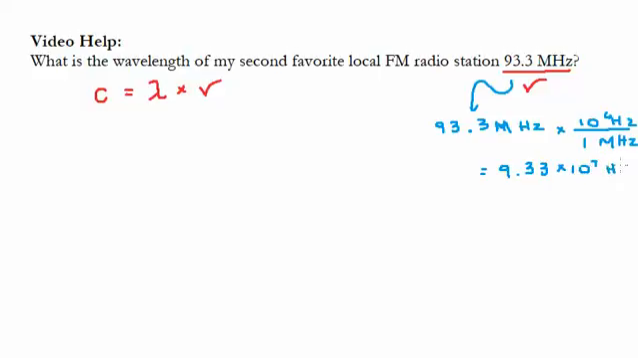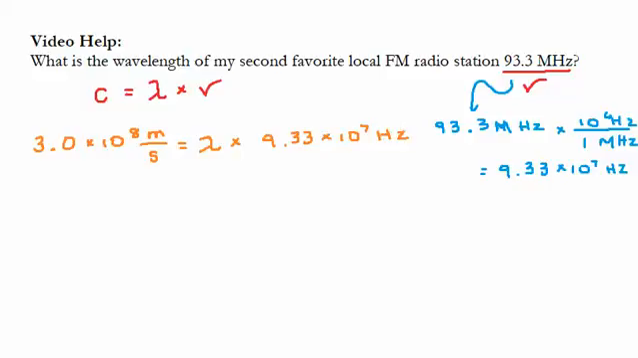And now I'm going to use this frequency and I'm going to plug it into this equation right here. So I'm going to do that. I know that my speed of light, it's the same always, it's 3.0 times 10 to the 8th. My units are meters per second, or meters over seconds. I'm solving for my wavelength, so I'm going to put lambda right there, times my frequency, which is 9.33 times 10 to the 7th hertz.